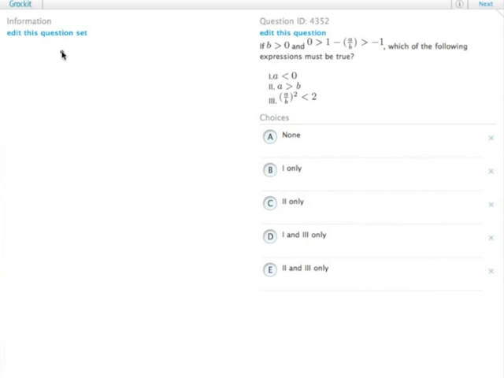So this one's pretty tricky. We have 1 minus a over b is greater than -1 and less than 0. But we can do a little solving to figure out something about a minus b. So we just divide up the two inequalities.